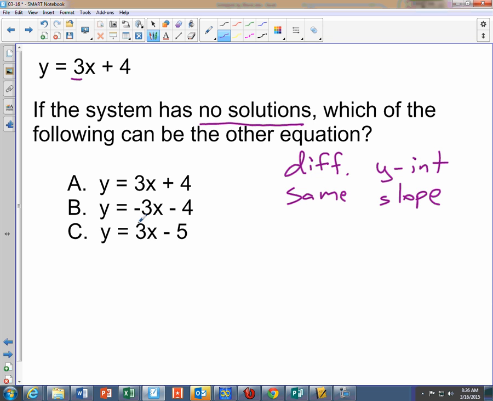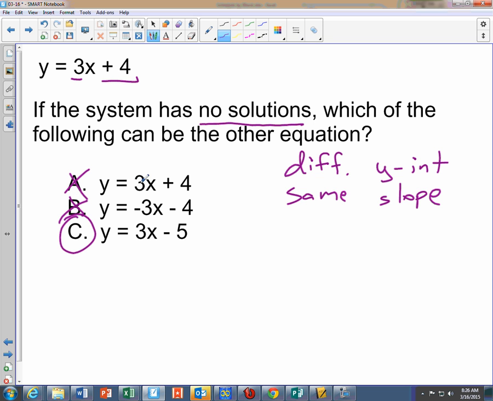Which ones of these can I rule out because it doesn't have same slope? I can rule out B. It has a slope of negative 3. Okay, different y-intercept. Well, what's the y-intercept in the first equation? 4. Plus 4. And I want a different y-intercept. So which one can I rule out? A, because it has the same y-intercept. So your only answer that's left is C. How do we feel about that, guys? Good?